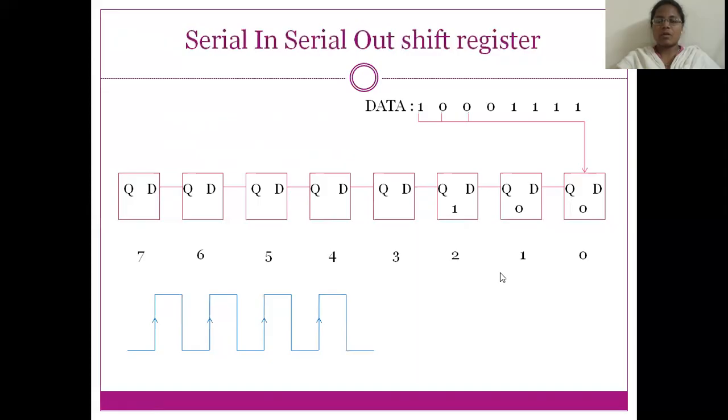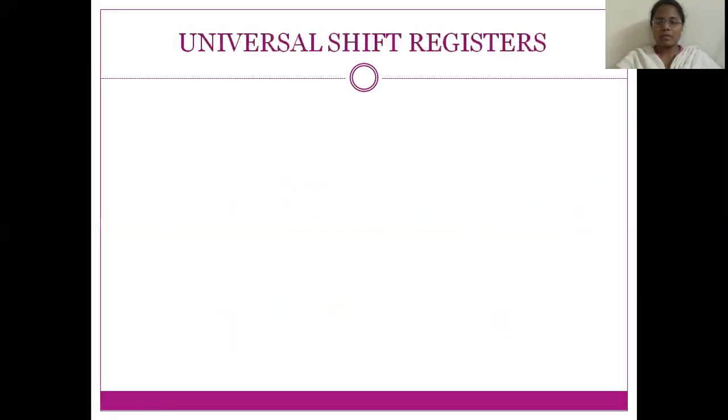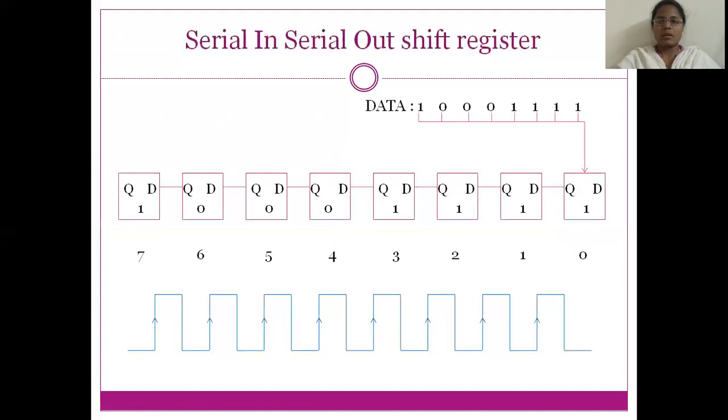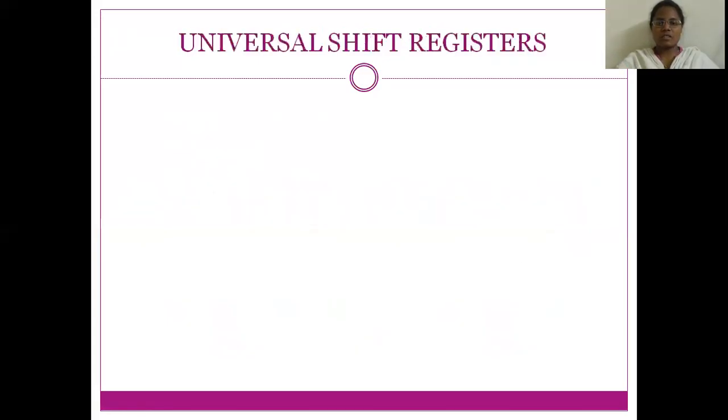That is the right shift operation. And again for the next clock cycle, it will be repeated. For every clock pulse, the data will be stored into the first flip-flop, and this process continues. Finally, we will get the data as 10001111.